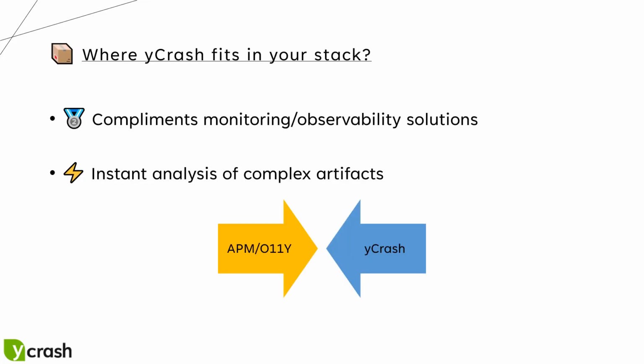Now let us see where yCrash actually fits in your stack. You must be having an APM or observability solution for your application. If you add yCrash to your stack, basically you are complementing the monitoring or observability solutions. Because yCrash analyzes the complex artifacts, heap dump, thread dump, GC log, to name a few, and actually pinpoints where exactly the issue is. Just by having APM observability, you may not be able to find the issues pretty quickly, but by complementing with yCrash, definitely you can easily identify and fix the potential problems.